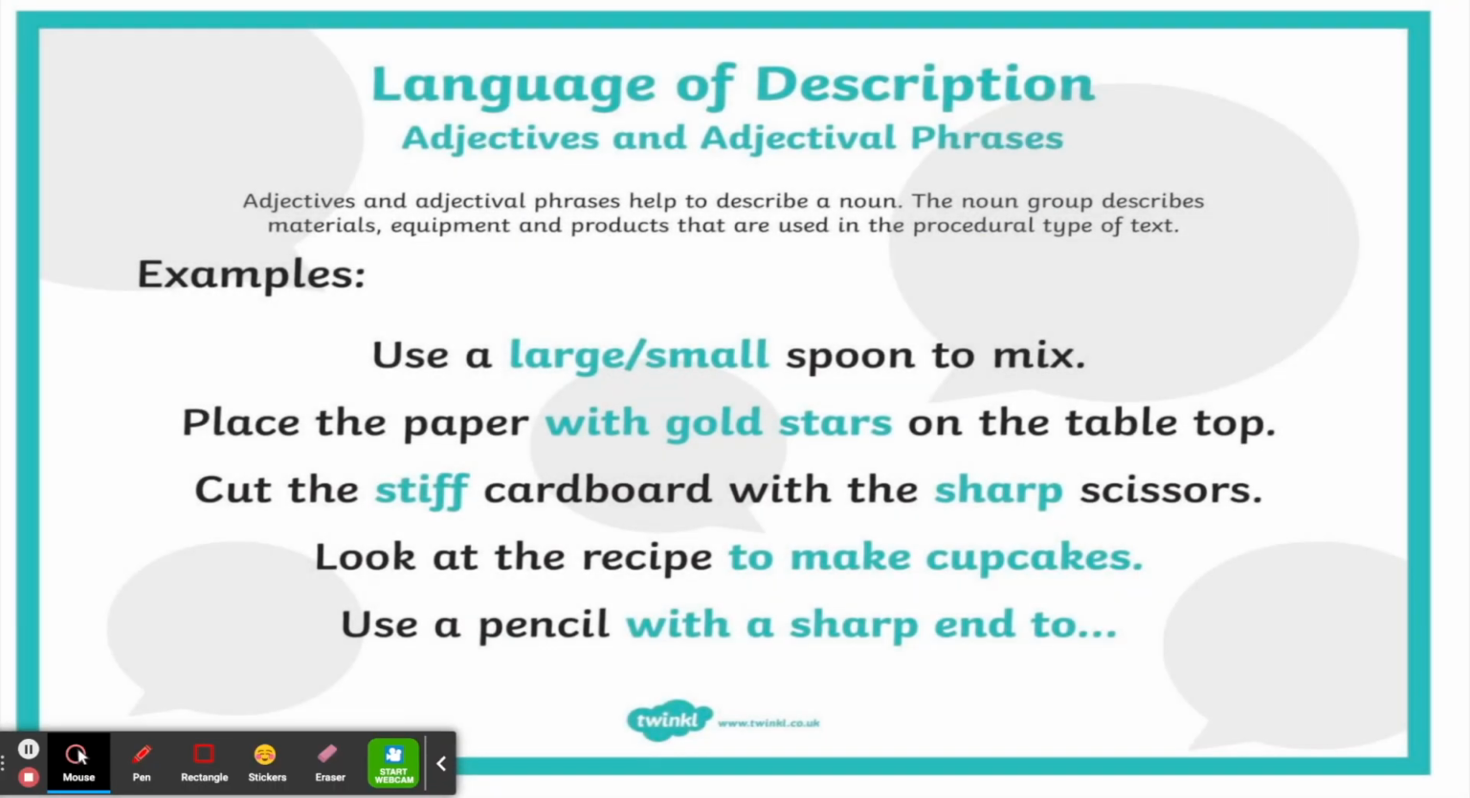Also adding our adjectives and our adjectival phrases. Okay, team? So use a large or small spoon to mix. Place the paper with gold stars on the tabletop. Cut the stiff cardboard with the sharp scissors.